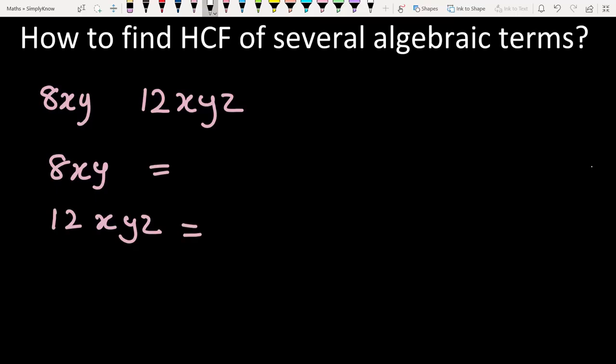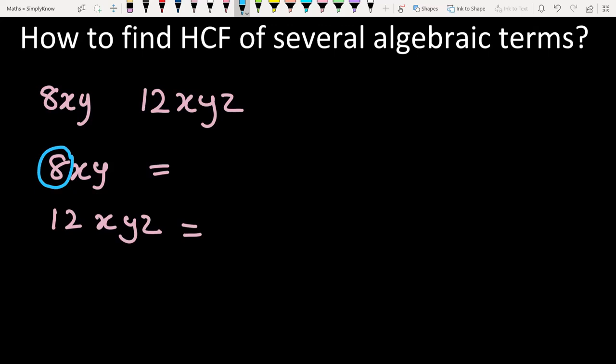Now, how do we find the factors of an algebraic term? First, what we do is we write the coefficient of each algebraic term as a product of its prime factors. And then you need to write each unknown term separately as a product. Now take the first algebraic term. It's 8xy. The coefficient of 8xy is 8.